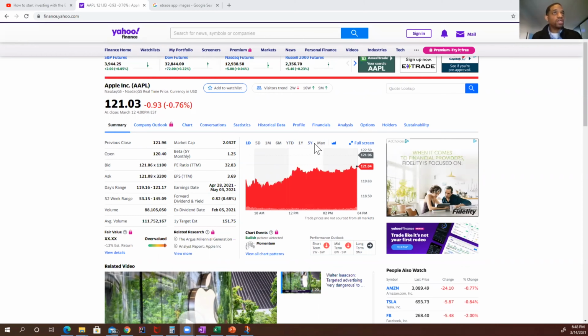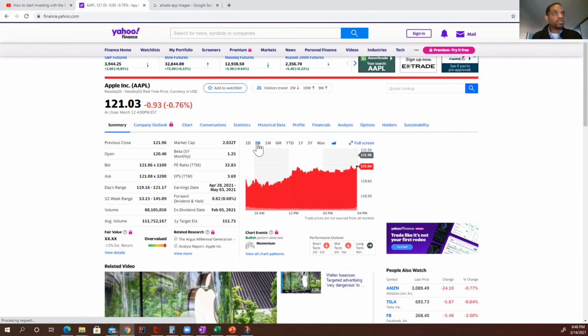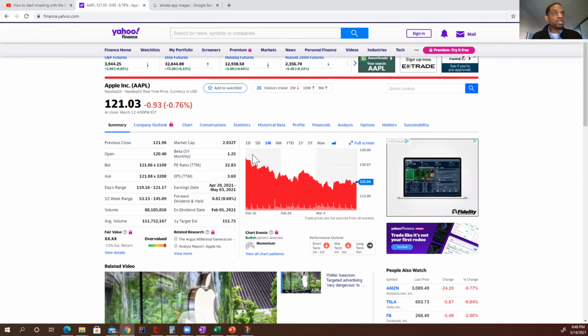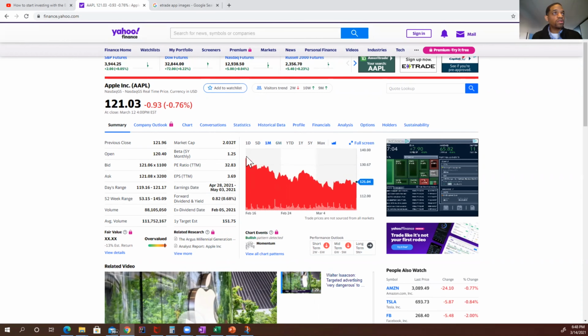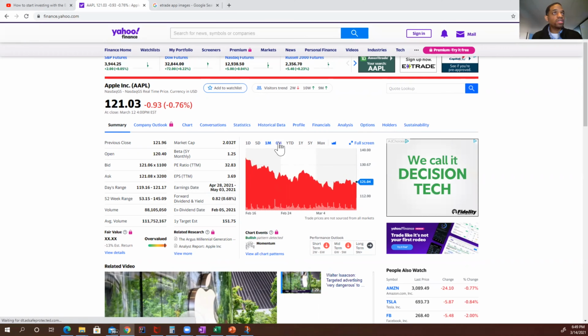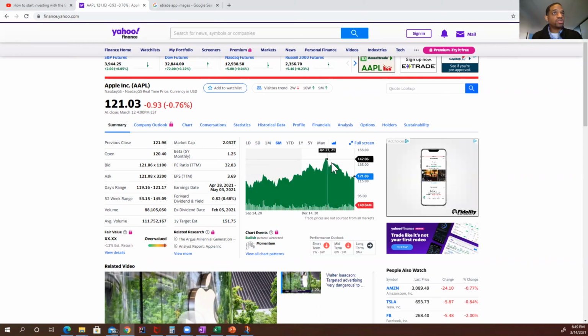These are durations of what the stock did. So that's the 1 day. And then you got a 5 day, so you see some of the ups and downs. Then you got the 1 month. It was closer to the 140 something or 133 back last month. And then you got the 6 months. There you see a peak of 142. That's where one of your peaks happened.